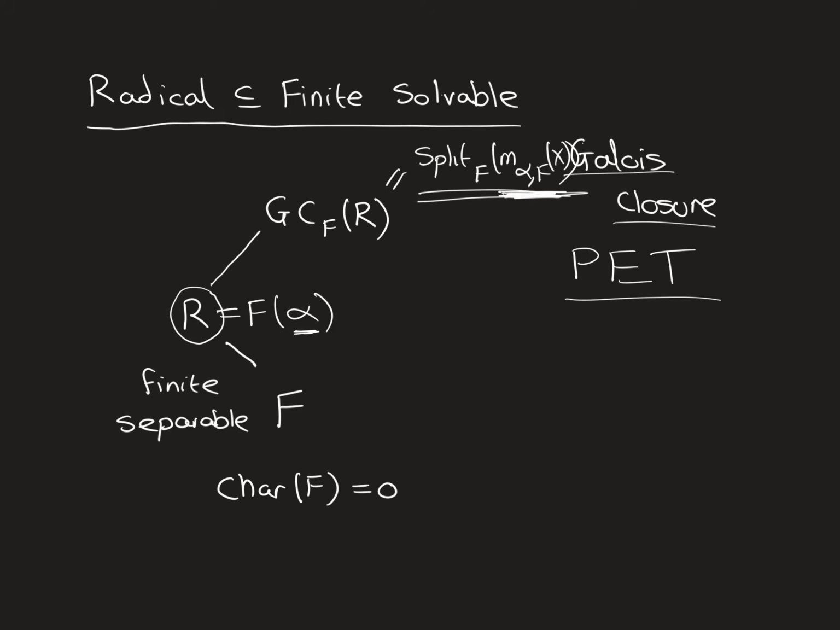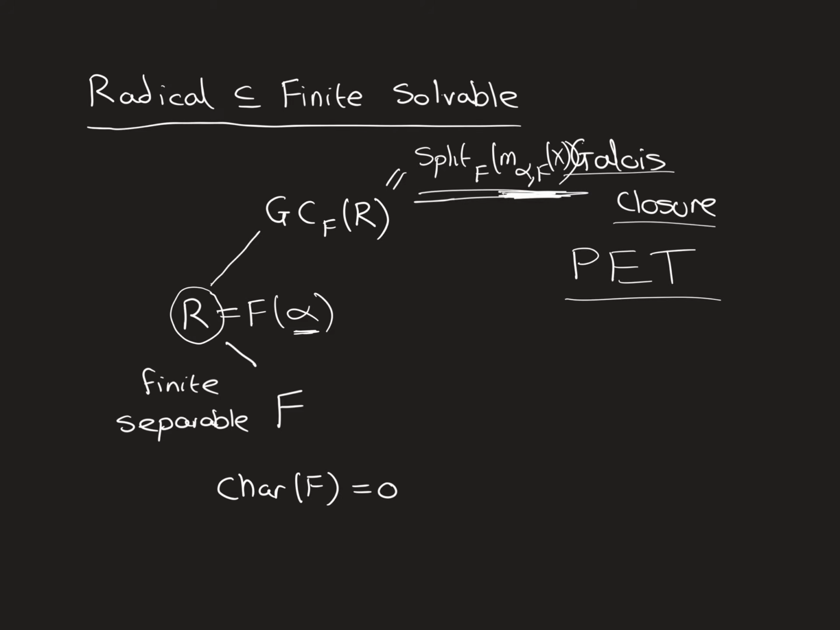So this is a finite Galois extension, and it has to be the smallest one that contains R. So that's a concrete realization, if you like, of what this Galois closure is. So good. I have now proven that my original radical extension is contained inside a larger extension that is finite Galois over F. Where next?